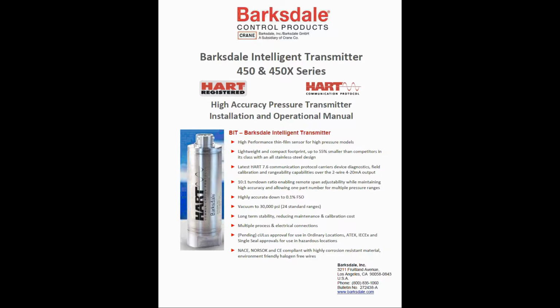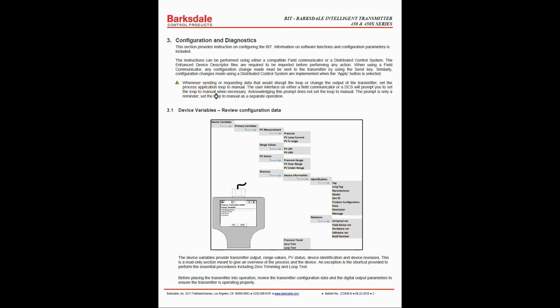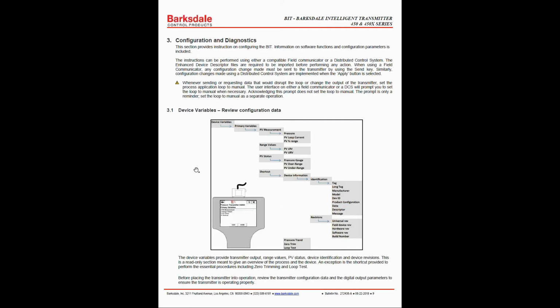We will also be referencing the transmitter's installation and operational manual. It must be used for any further details on the device. Section 3 under Contents of the Manual describes configuration and diagnostics. We will practically perform the instructions mentioned here and learn how to navigate through the entire device descriptor, or the DD. We will step through the user interface and understand how various features are categorized.